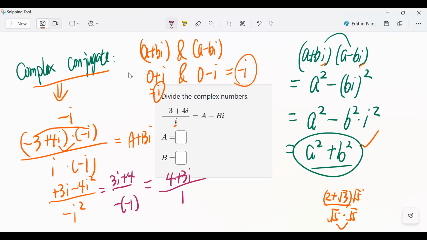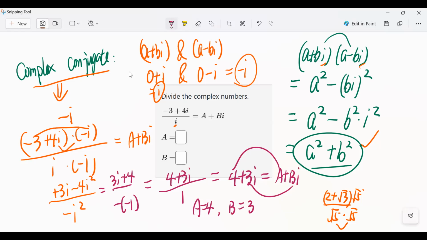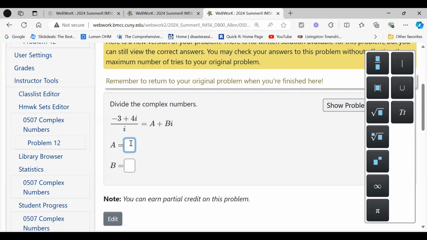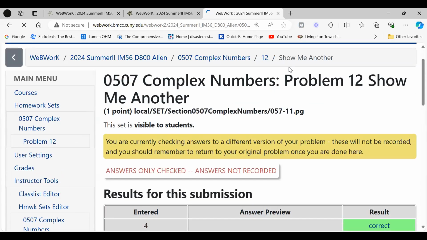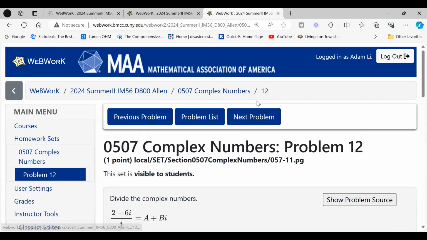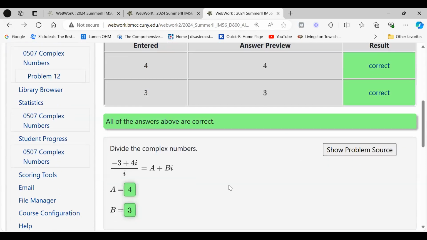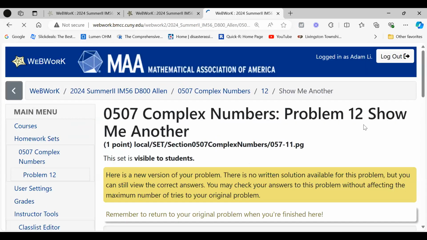Since it's over 1, we omit it. 4 plus 3i. This is equivalent to a plus bi. Now a is 4, b is 3. It's going to be 4 and 3. Okay, so that's how we tackle these division problems. Now you try another one. You've got to try this one.